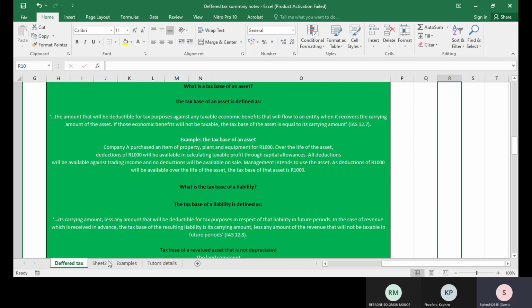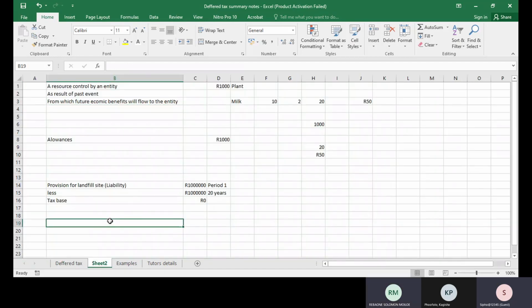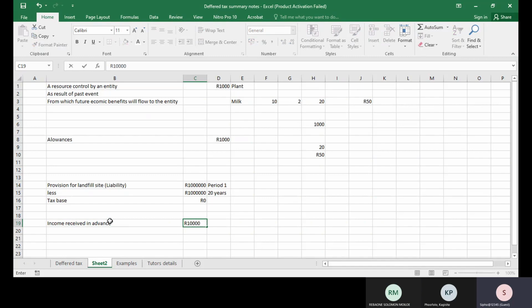In this case, it's income received in advance. Yes. Let's say we have income received in advance. You'll agree with me when I say it's a liability. Am I right? Income received in advance is a liability. Okay. Let's say we've got an income received in advance of 10 million. Let's go to the definition.